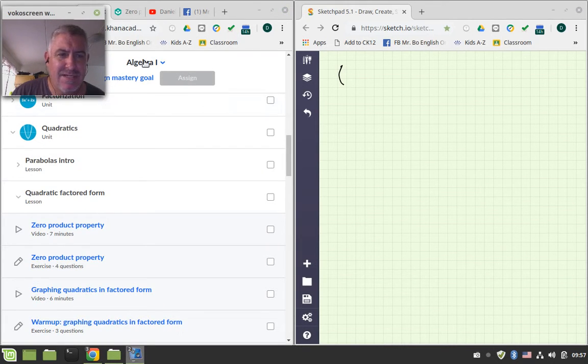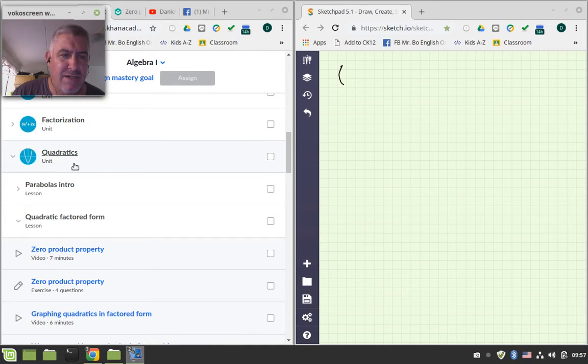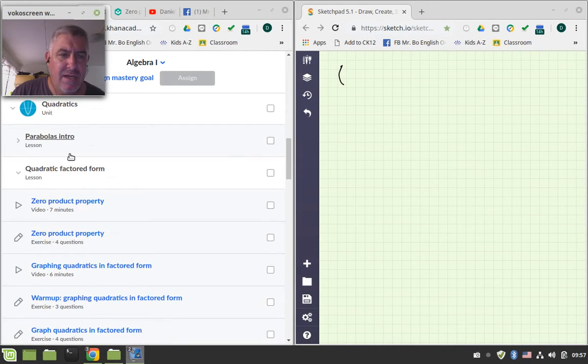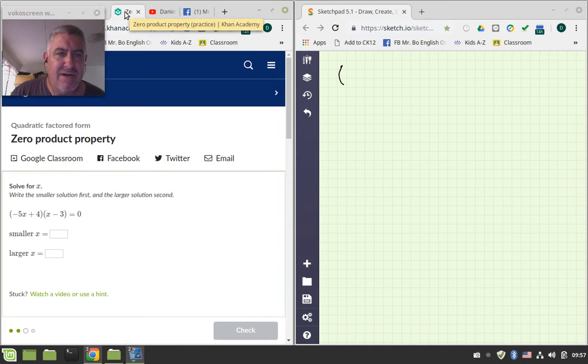Last class that we did in Algebra 1, we were working on the quadratics unit, and we did the parabolas intro lesson and did the homework walkthrough for the parabolas intro lesson. This time we're going to start the quadratic factored form lesson, and this is the walkthrough for zero product property. So I have that up over here.